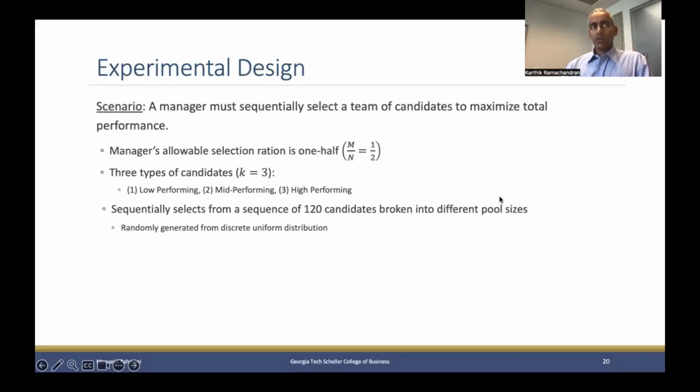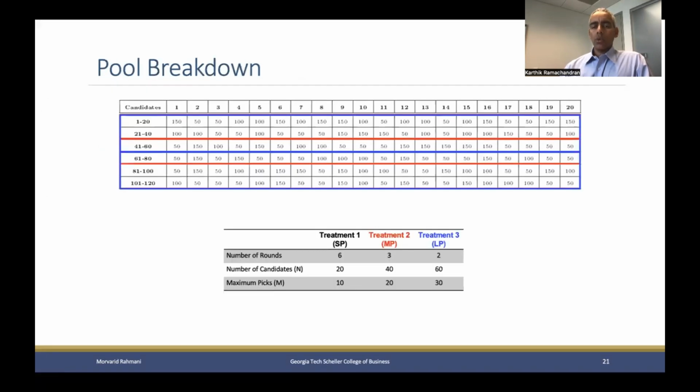We test these hypotheses through a behavioral experiment that was conducted on an online platform. In this experiment, participants were shown 120 candidates in a sequence, and each of these candidates could belong to one of three performance levels: low, medium, and high. And these candidates who were shown to the participants were divided into three different treatments.